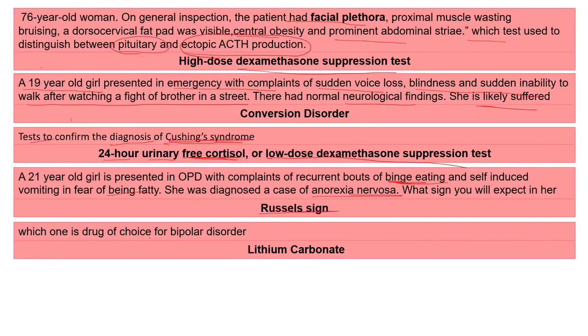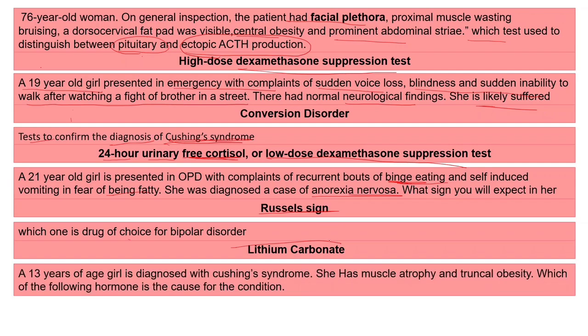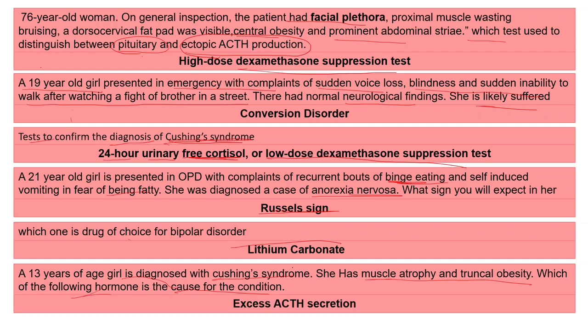Which one drug is drug of choice for bipolar disorder? That is lithium. A 13-year-old girl is diagnosed with Cushing syndrome. She has muscle atrophy and truncal obesity. Which of the hormone is the cause of the condition? So this is ACTH, excess ACTH secretion.